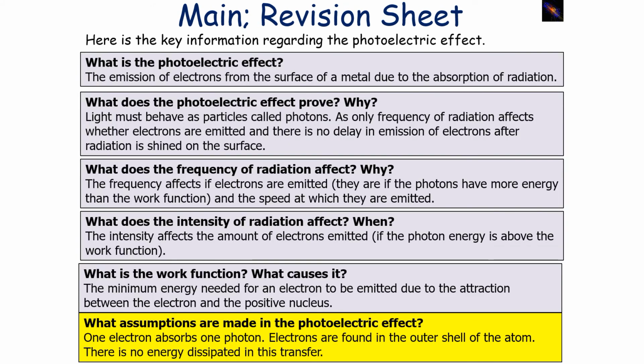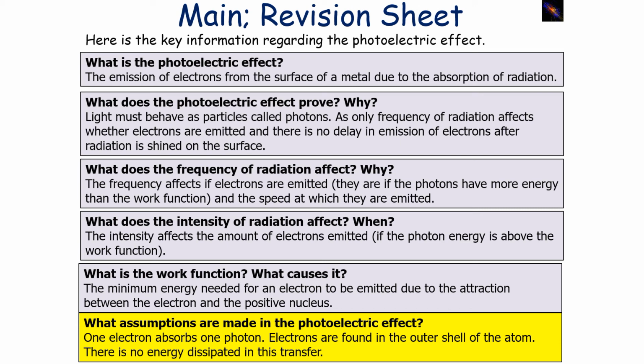So what have we learned? The photoelectric effect is the emission of electrons from the surface of a metal due to the absorption of radiation. The photoelectric effect proves that light must behave as a particle called a photon, as only the frequency of radiation affects whether electrons are emitted, and there's no delay in emission of electrons after the radiation is shone on them.